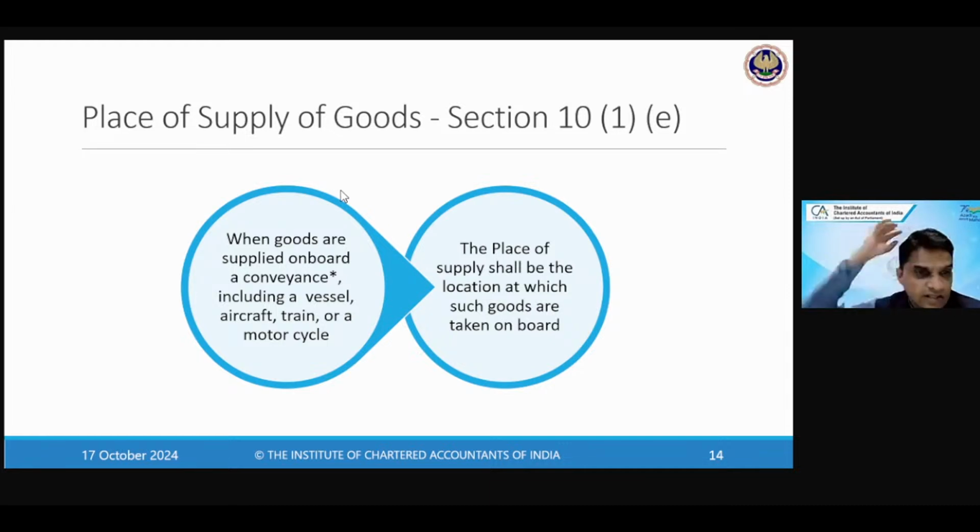Now, 10(1)(e): where the goods are supplied on board a conveyance, including a vessel, aircraft, train, or a motor vehicle. Do you understand this? Where the goods are supplied on board a conveyance. Let's take an example: you are traveling on a train, and you are buying something. So what will be the place of supply and GST?